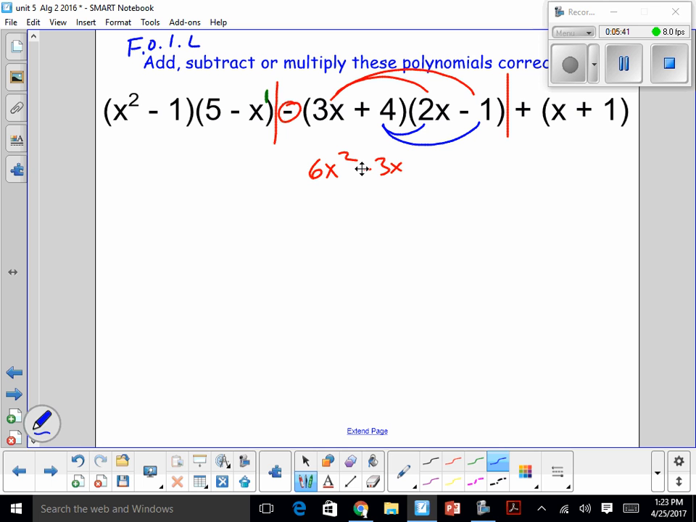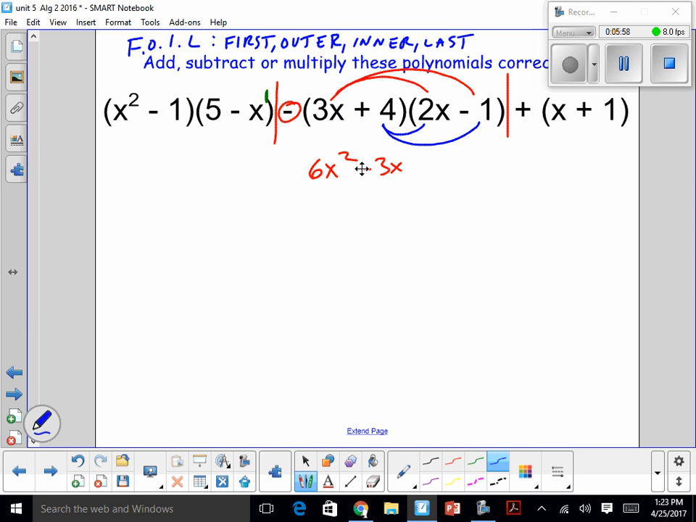FOIL stands for first, outer, inner, and last. First, outer, inner, last. Hey, what does that even talk about?